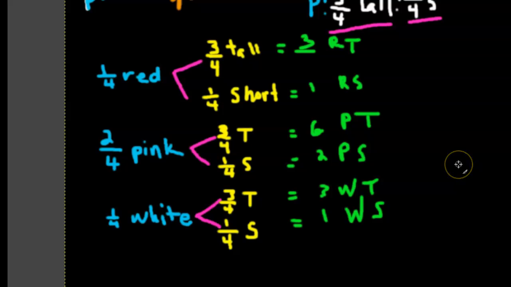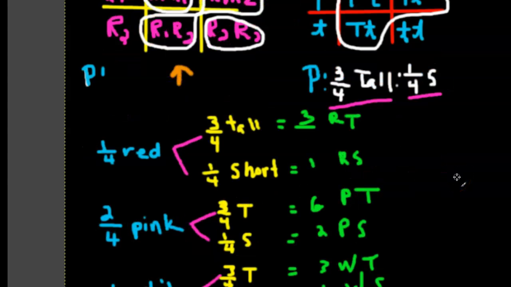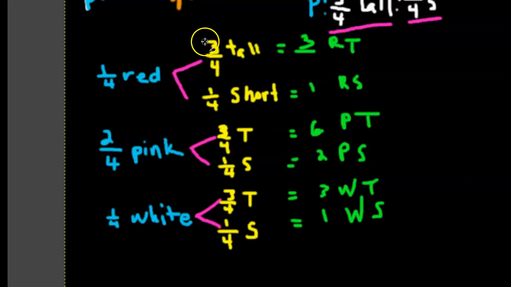And then I went and looked at this: 3/4 tall, 1/4 short. So 3/4 tall, 1/4 short. And then we had to use our product rule, meaning we had to multiply.